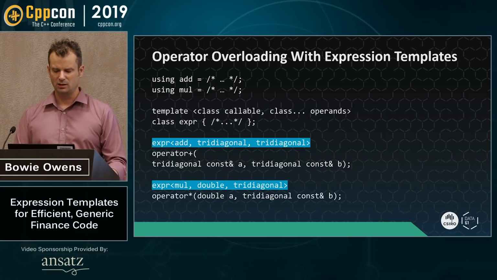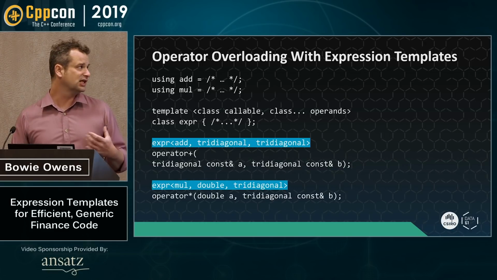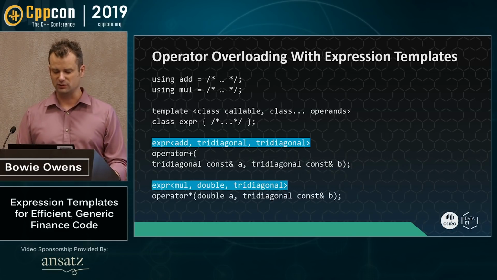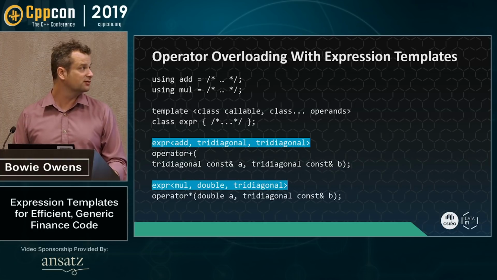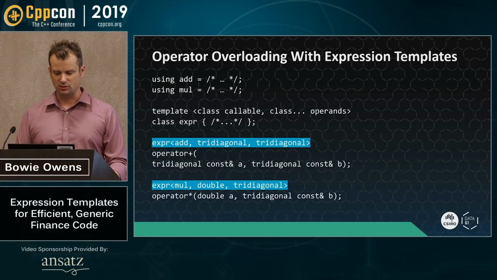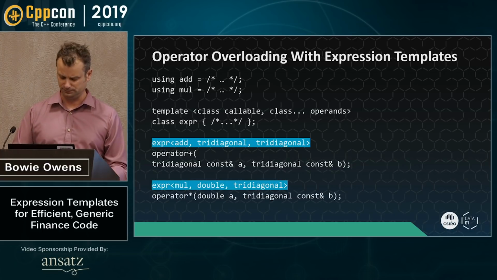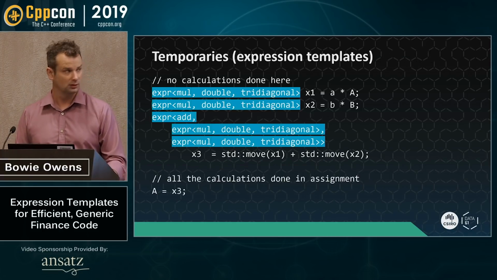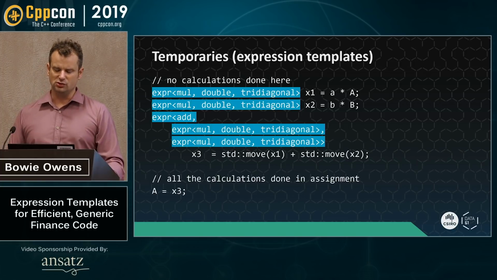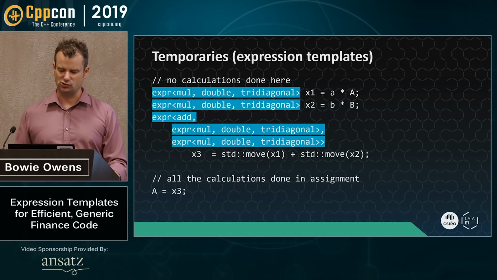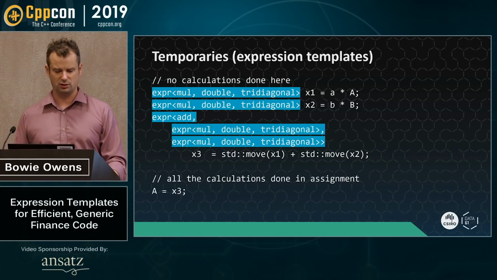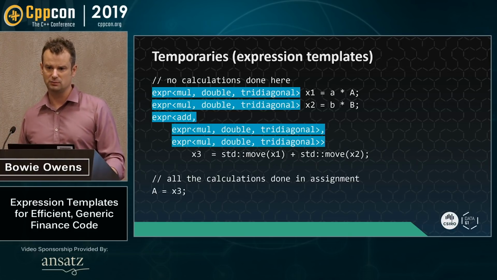Okay. Now, also in this case, I've written out the signatures by hand so as to introduce the idea, but in reality, we're going to need to write templates, of course. So let's have a look at what this change does to our simplified example. Okay. So now we have cheap to construct temporaries that do no work, but instead they represent the work to be done.